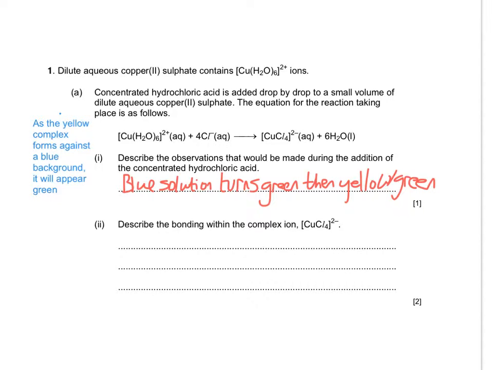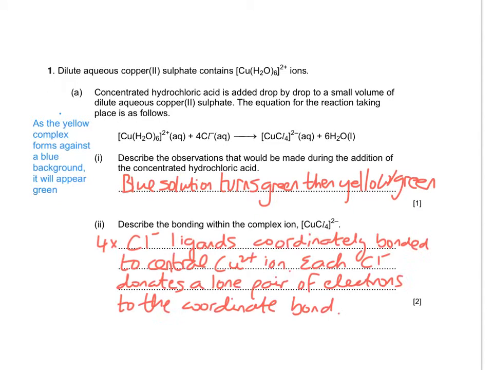Then it asks us to describe the bonding within the complex. So first what I've done is I've stated how many ligands we've got. I've also stated that they're coordinately bonded, and then I've stated that each ligand, each chloride, donates a lone pair of electrons to the coordinate bond. Let's move the page down a bit.